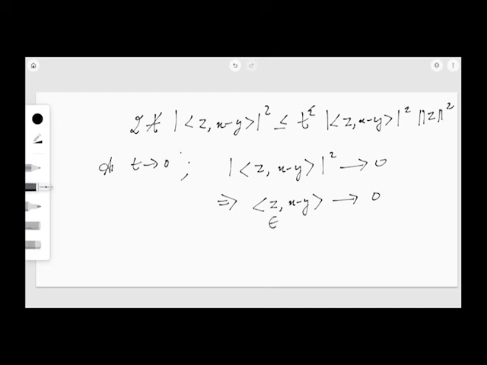This was an element of L which was chosen arbitrarily. So we can conclude that x minus y will be orthogonal to L. Okay. Now there is one more thing that we can see, that is, x can be written as x minus y plus y, right? Adding and subtracting y.